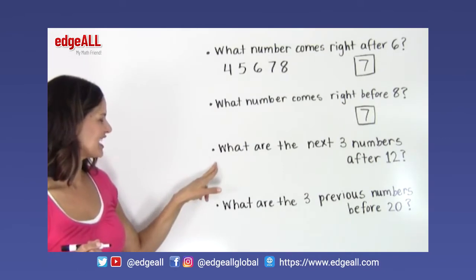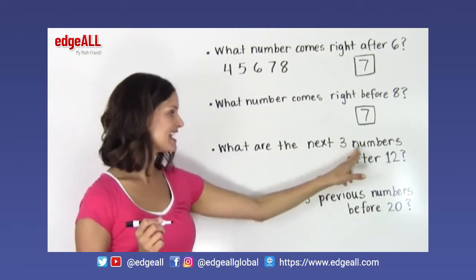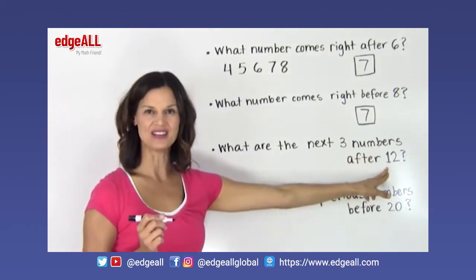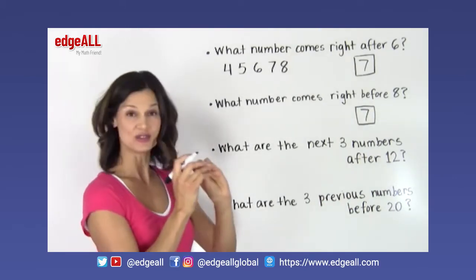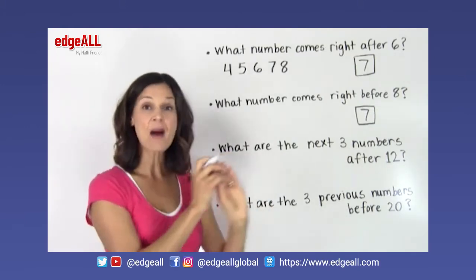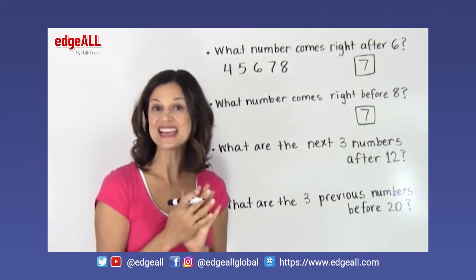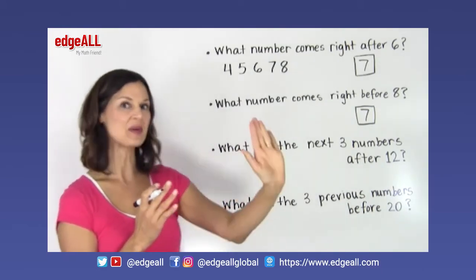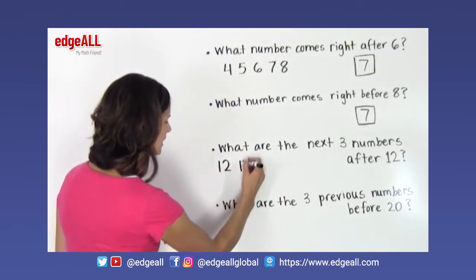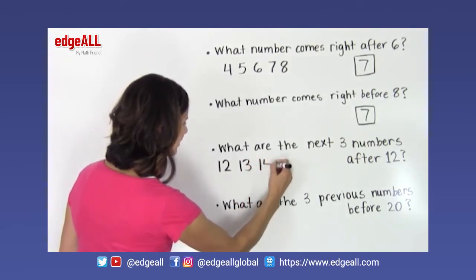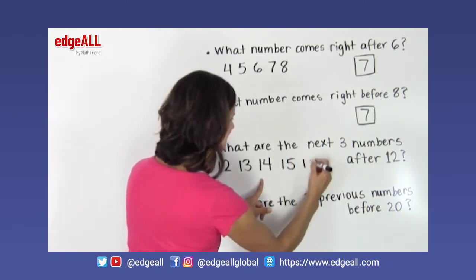This next question asks us, what are the next 3 numbers after 12? So remember, with the word next, we're looking for the numbers to the right, counting up from 12. The next 3 numbers are the 3 numbers we immediately encounter when we're counting up one at a time. So let's take a look at the numbers after 12. We've got 12, and then 13, and then 14, 15, and 16.